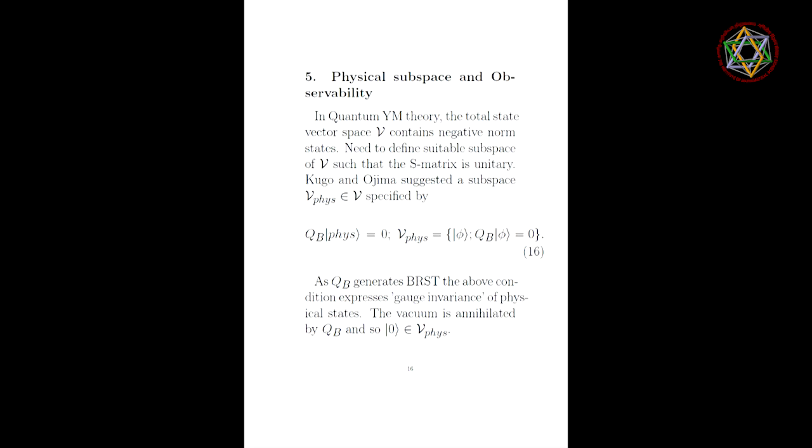Now we will go to the next section, physical subspace and observability. In quantum Yang-Mills theory, the total state vector space V contains negative norm states. We need to define a suitable subspace of V such that the S matrix is unitary. Kugo and Ojima suggested a subspace V_physics of V, specified by the states being annihilated by the BRST charge. As Q_B generates BRST, this condition expresses gauge invariance of the physical states. The vacuum is annihilated by Q_B, and so the vacuum belongs to the subspace.